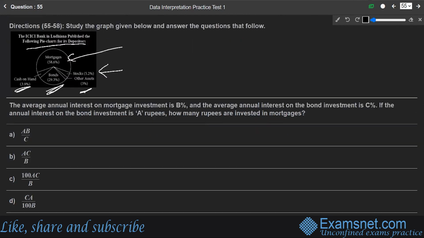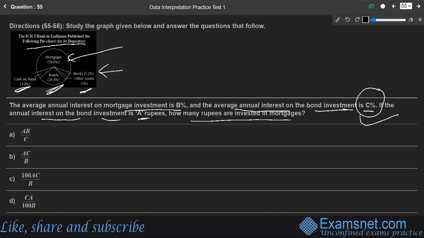The question says the average annual interest on mortgage investment is B%. Here, the data of the mortgage is just given, not the interest part. Now they are declaring the interest over that also. There is a B% interest on the mortgages, and the average annual interest on the bond investment is C%. If the annual interest on the bond investment is A rupees, how many rupees are invested in mortgages? This is the question asked.